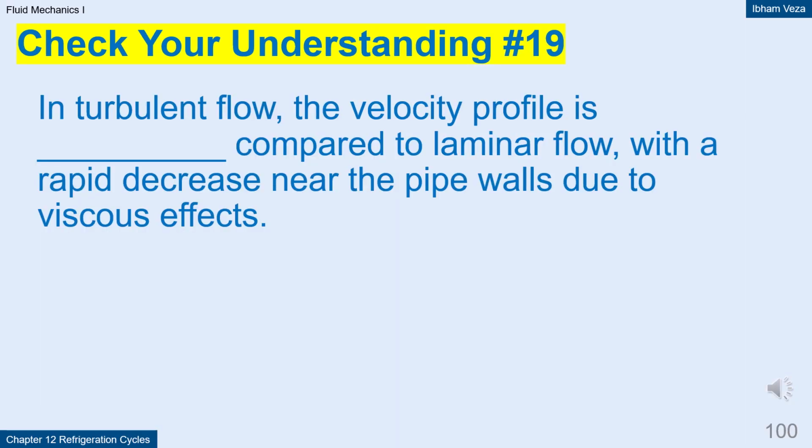Check your understanding number 19. In turbulent flow, the velocity profile is flatter compared to laminar flow, with a rapid decrease near the pipe walls due to viscous effects. Perfect.